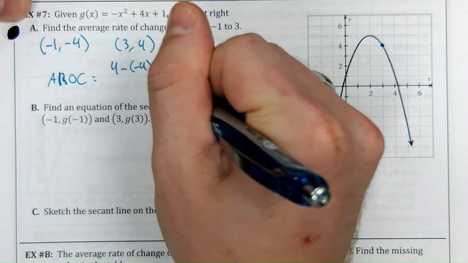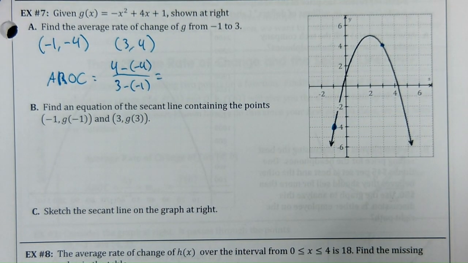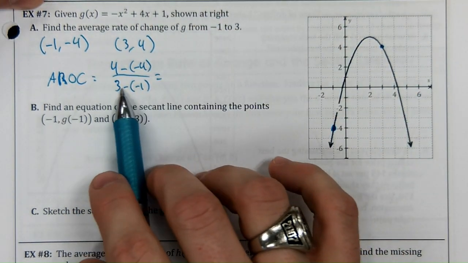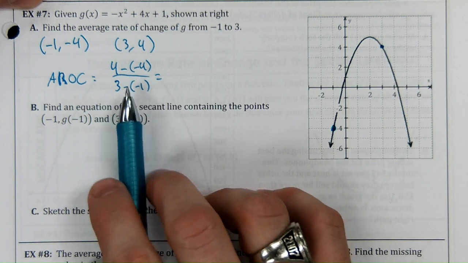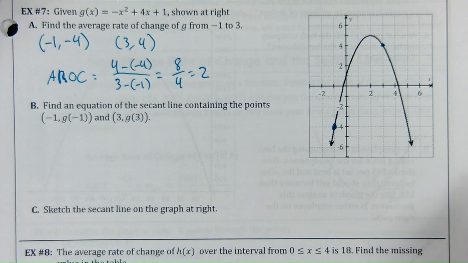Four minus -4 over 3 minus -1. That is, something's wrong. No, it's not. I can count. For some reason, in my mind, this was 5. It's like something's way wrong. Okay, this is 8 over 4. So I have an average rate of change between those two dots of 2. Not bad, right? Average rate of change, everybody should be really good at that by now.